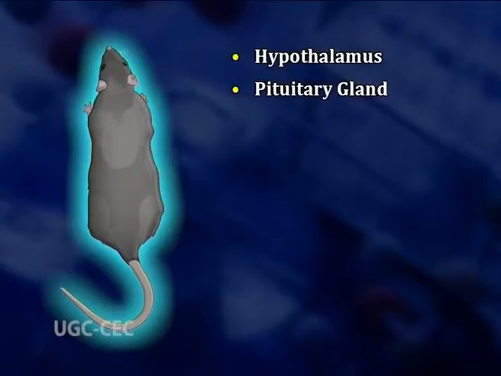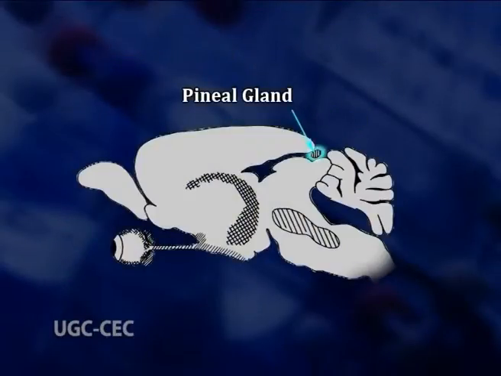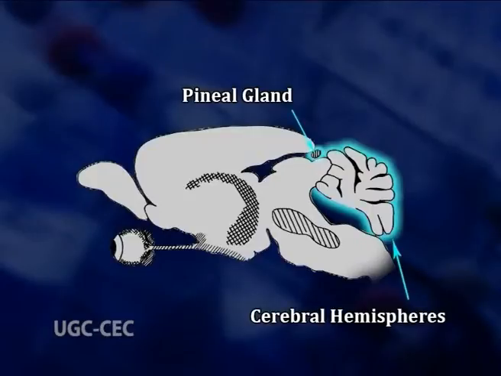Third gland is pineal gland. A pea-sized mass of nervous tissue attached by a stalk to the posterior wall of the third ventricle of the rat brain, deep between the cerebral hemispheres at the back of the skull.